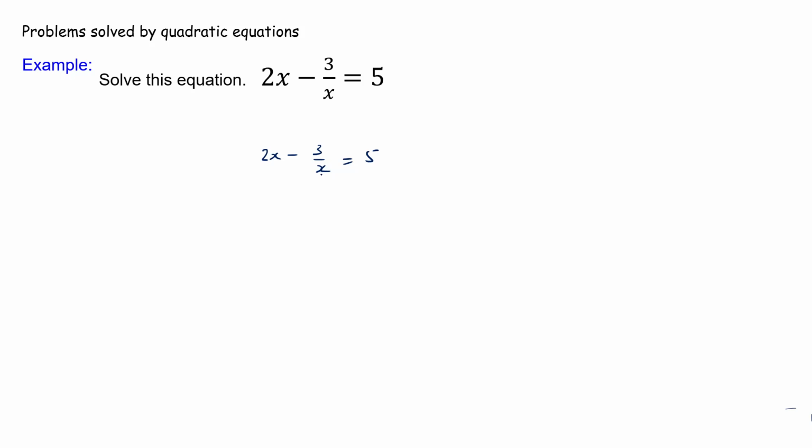Now this x that we're dividing by is causing a bit of a problem. So I'm going to multiply through by x. That means I multiply each term by x. If I multiply or divide by the same term or number, then it stays the same equation. So basically what I'm doing is 2x times x minus 3 over x times x is equal to 5 times x. So if we simplify that, that gives us 2x squared minus, the x's cancel, so minus 3 is equal to 5x.